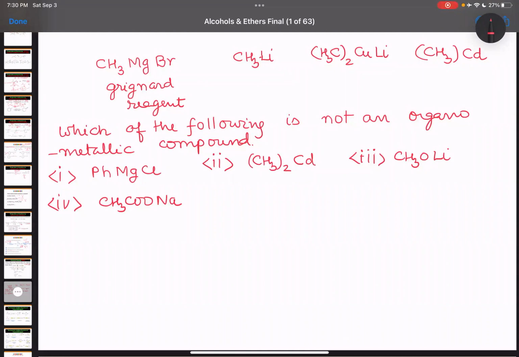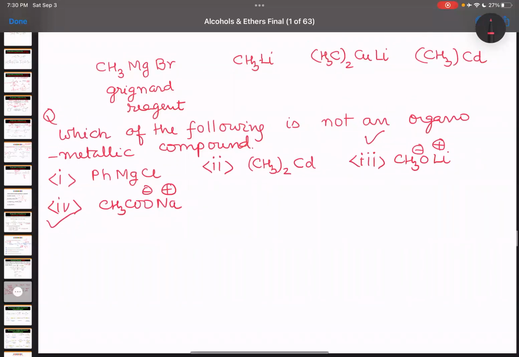Sir, options 3 and 4. Yes, options 3 and 4. Is it clear? Yes. Because the oxygen is connected to Li. Sorry, Na is connected to oxygen. For an organometallic compound, the basic criterion is that you need to have a carbon-metal bond. A metal should have direct connectivity with the carbon.